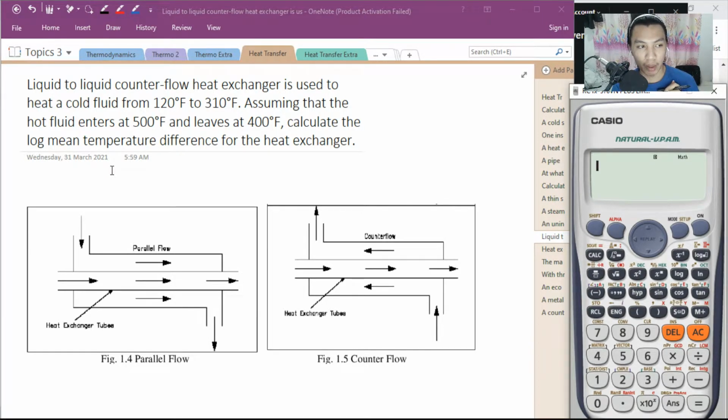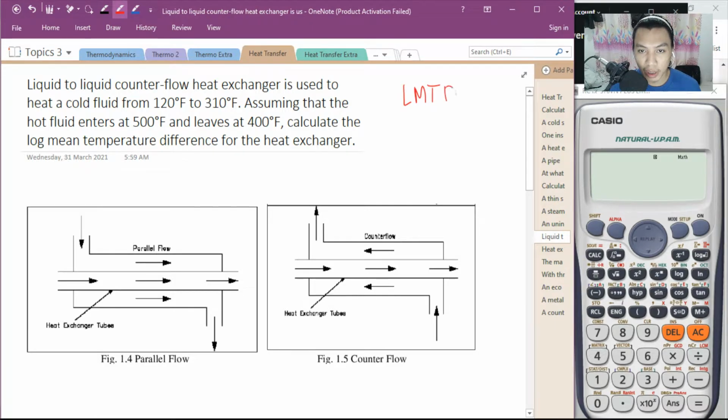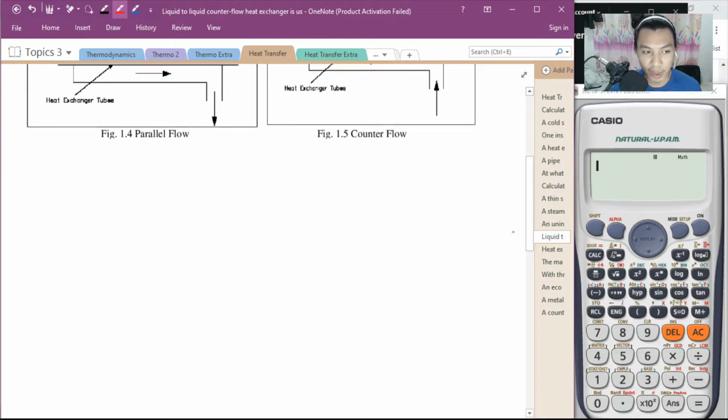Now, where do we use the LMTD and the AMTD? When we have heat exchangers, we use them to know the temperature difference between two hot bodies. You have formulas for conduction and convection, and the general formula for heat transfer is simply Q is equal to U area delta T, where U is the conductance. I will give you the formula.